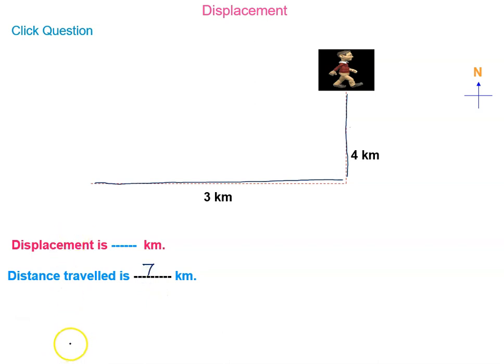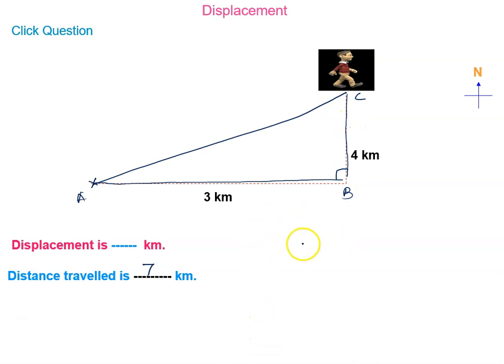अब हमें displacement निकालना है. We know we will join the initial point and final point by a straight line. This straight line distance is known as the displacement. अब आप कैसे निकालोगे? All of you know this is a right angle triangle, and if I say this is A, this is B, and this is C, AC is known as the hypotenuse.